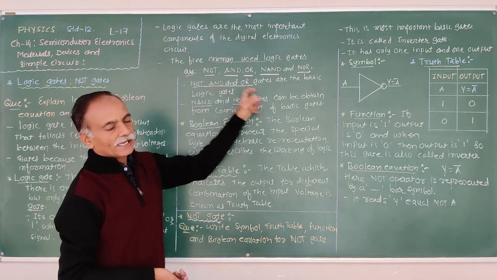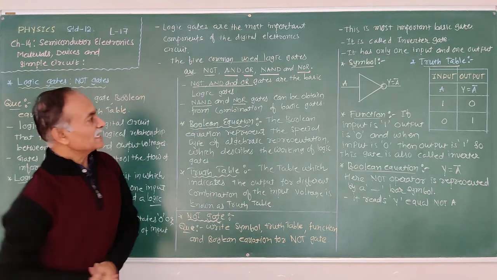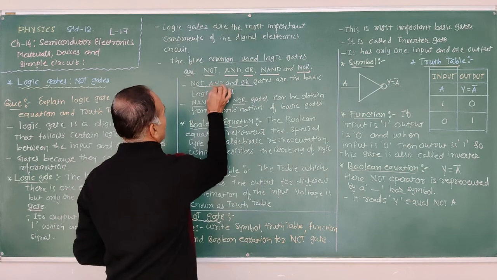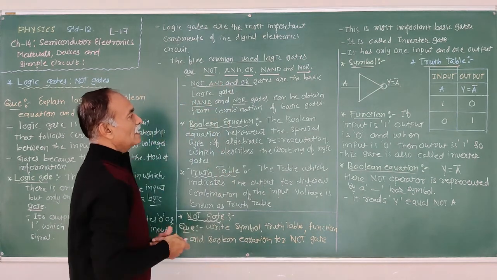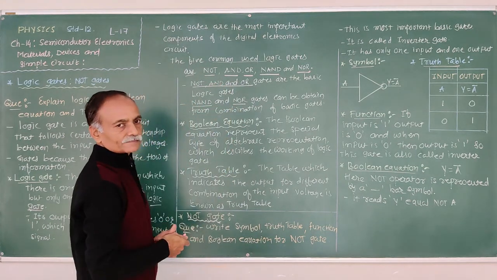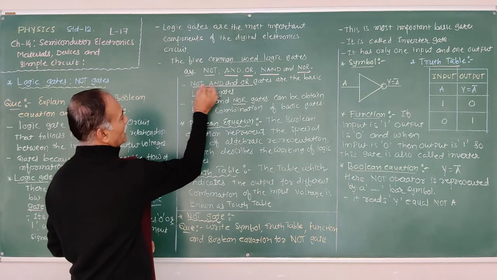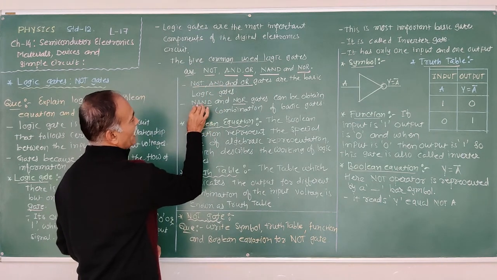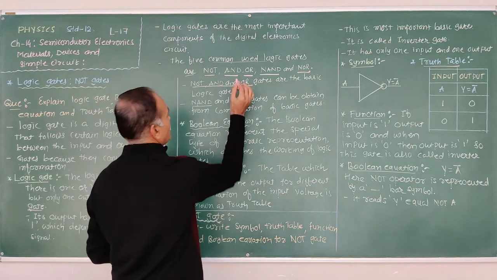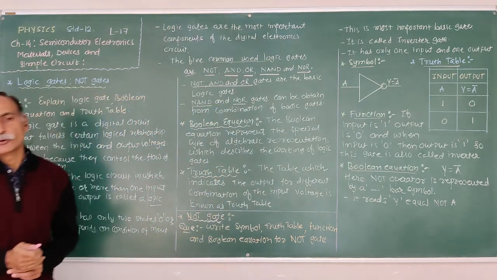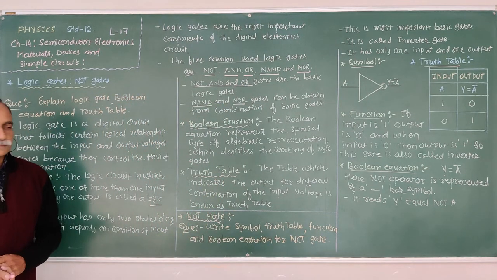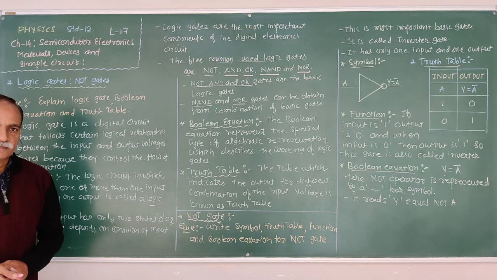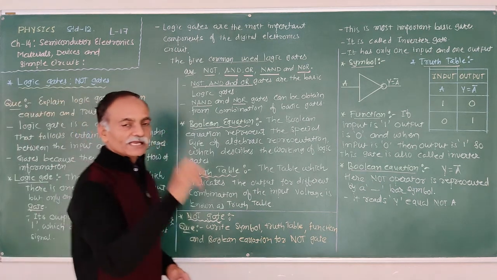As we combine the NOT and AND, we obtain the NAND gate. And as we combine NOT and OR, we obtain the NOR gate. Got this? Now, what is the Boolean equation?